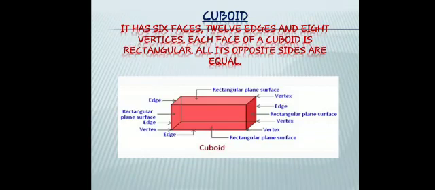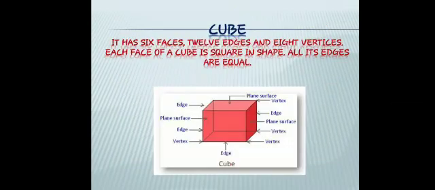In a cuboid, there are 6 faces, 12 edges, and 8 corners, and each face of a cuboid is rectangular. All its opposite sides are equal. A cube also has 6 faces, 12 edges, and 8 corners, and each face of a cube is square in shape. All its sides are equal.